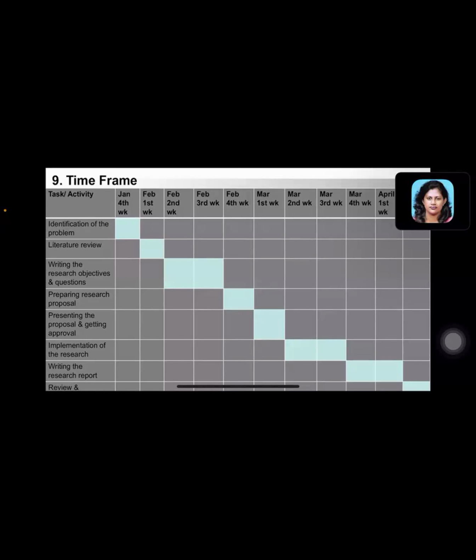In the second and third week of March, I'm going to implement the research. And in the fourth week of March and the first week of April, I'm going to write the research report. And by the second week of April, I'm going to review and submit the project report.